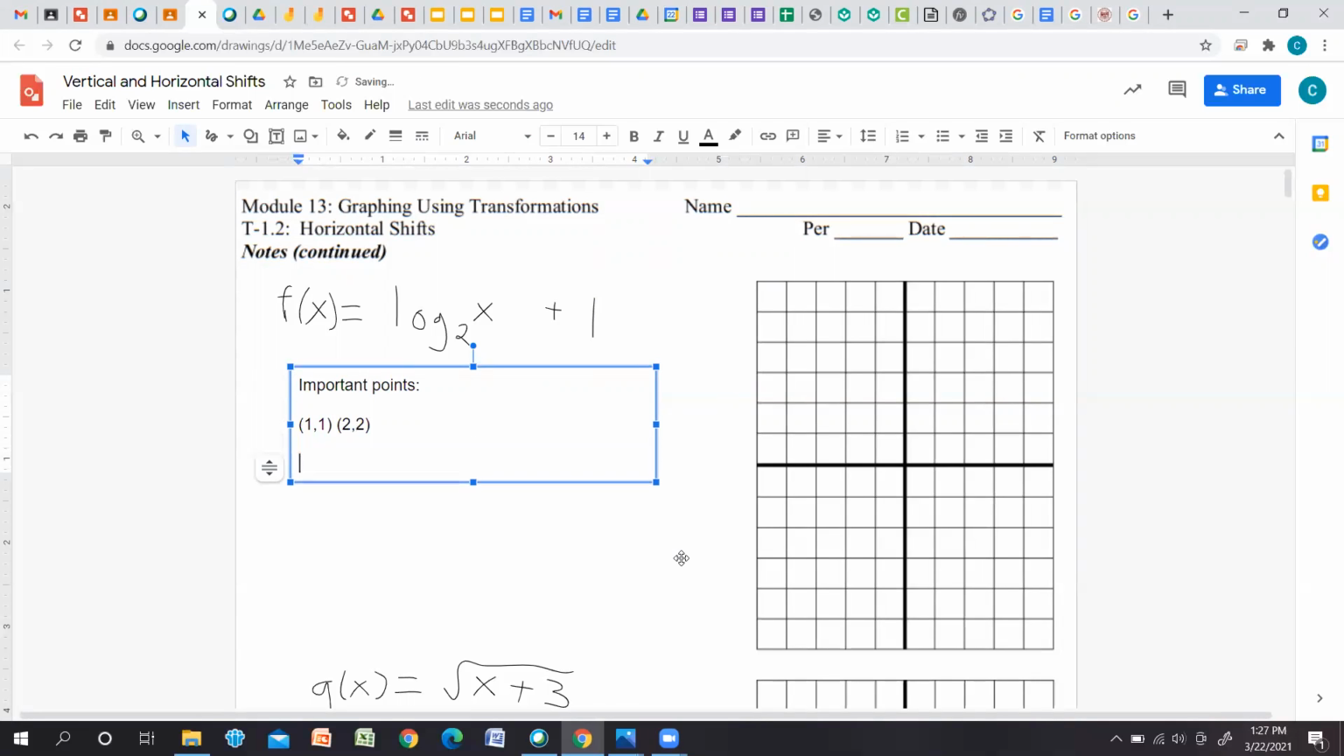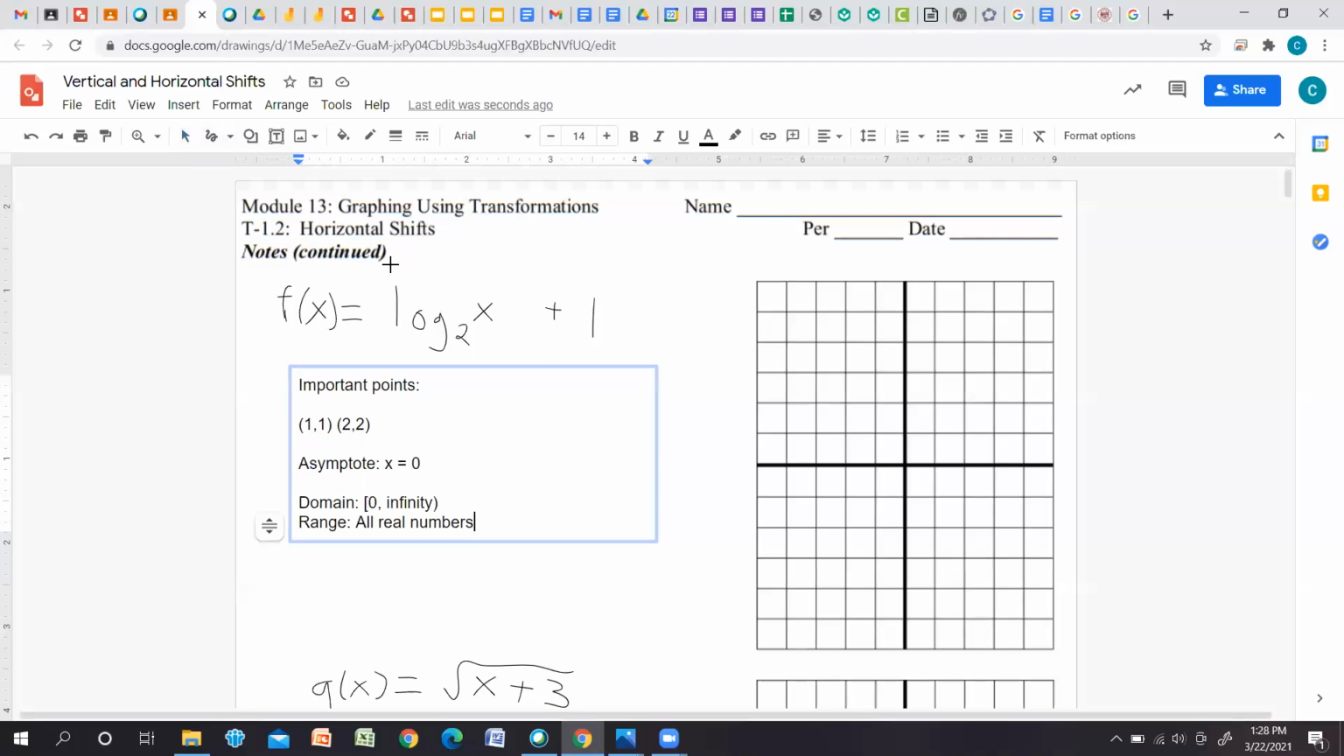Then I have the asymptote at x equals 0. Since that's an x value, that stays the same. Same thing with the domain: again, it goes from 0 to infinity, and that stays the same. And the range is all real numbers, which are the y values. However, since it's all real numbers, it still is all real numbers. So notice for this one, not a lot changes about the function.